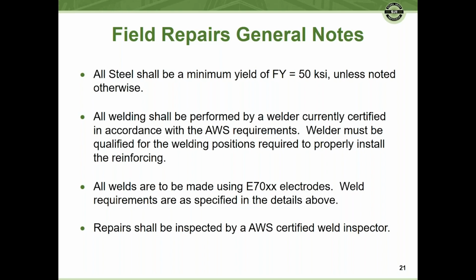All welding shall be performed by a welder currently certified in accordance with AWS requirements. The welder must be qualified for the welding positions required to properly install the reinforcing. Quite often in a repair, it's going to require overhead welding, and we want to make sure that the welders doing that work are qualified under the AWS requirements for that kind of weld. All welds shall be made using E70 electrodes, essentially so the repair matches your design assumptions, so that's a good thing to state. And repairs shall be inspected by an AWS certified weld inspector.